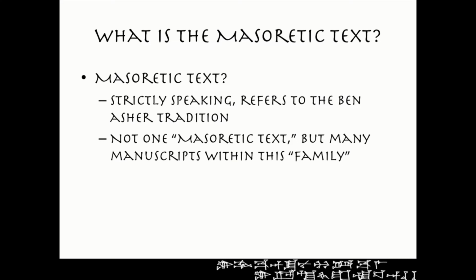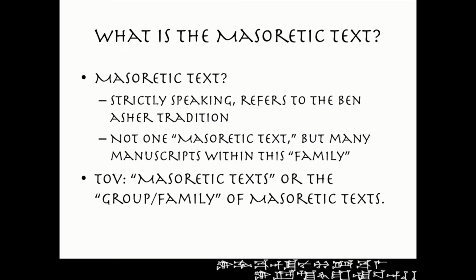The other thing is it's not strictly one text. So there's not one manuscript somewhere, one codex or something that we look at and we say, aha, this is the Masoretic text. It's a family, a group of manuscripts that follow this tradition, this Masoretic text tradition. So it's more appropriate to, as Tov does, call it the Masoretic texts, plural, or the group or family of the Masoretic texts.